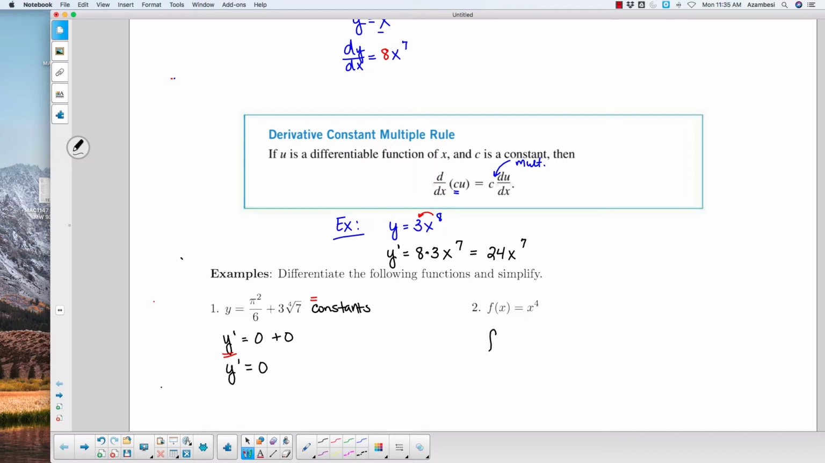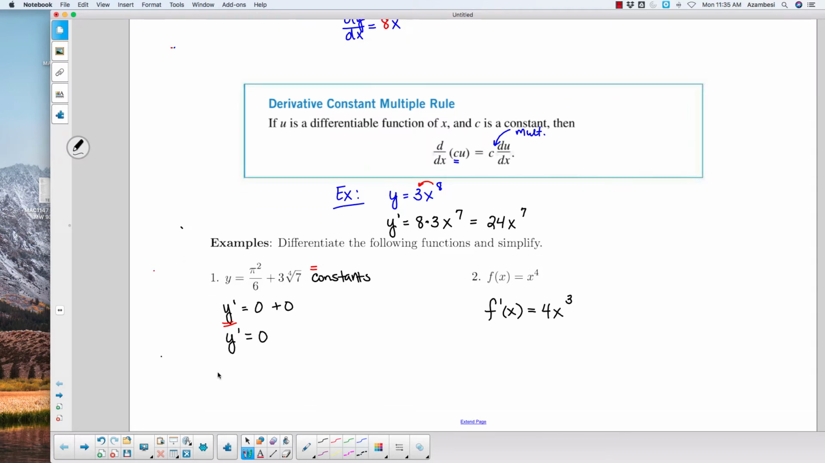So same thing here. If I want to differentiate or take the derivative, I notate it as f prime of x. So f prime of x, using the power rule, the 4 comes down to the front, and I have x, and I subtract 1, gives me 4x cubed.